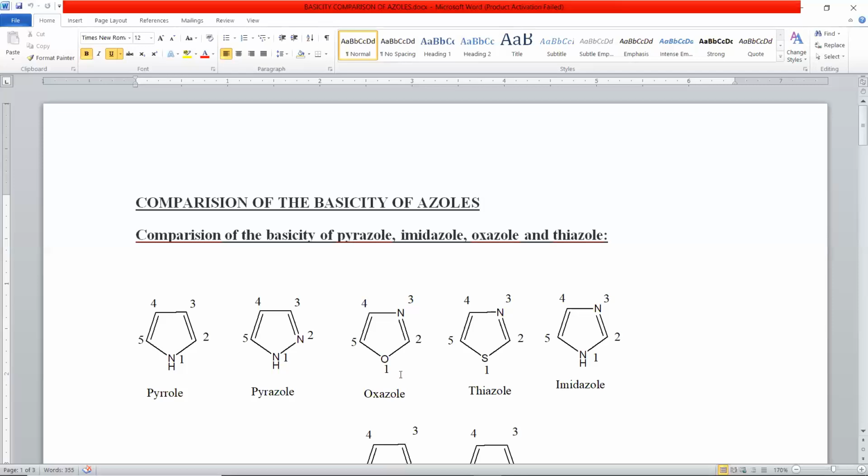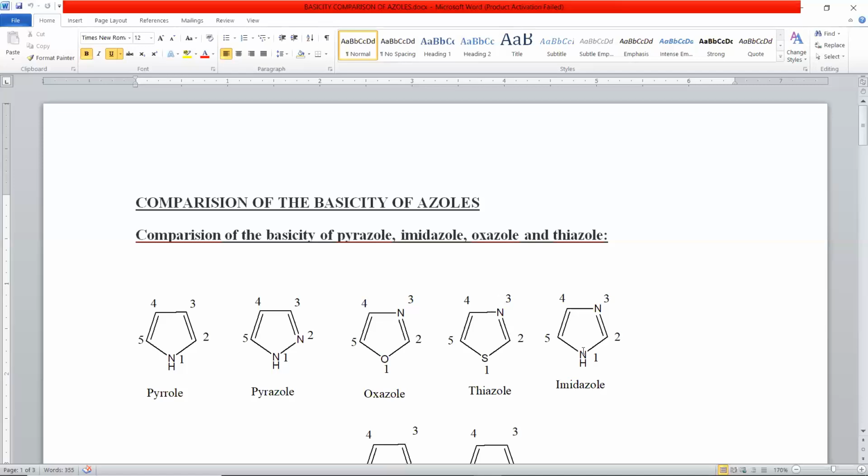So coming to oxazole. In oxazole, position 1 contains oxygen, and in position 3 we have nitrogen, which is a nitrogen containing a lone pair of electrons present in the sp2 hybrid orbital. Similarly, thiazole contains sulfur in position 1 and nitrogen in position 3. This nitrogen is also sp2 hybridized, and the lone pair of electrons on the nitrogen is present in an sp2 hybrid orbital. Similarly, imidazole. If we consider imidazole, it has two types of nitrogens.